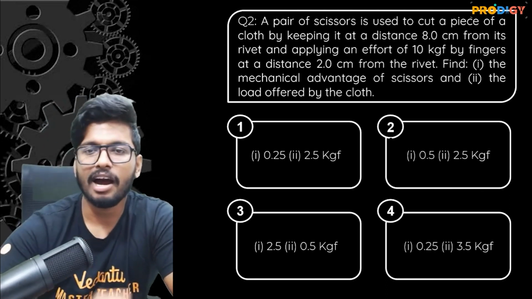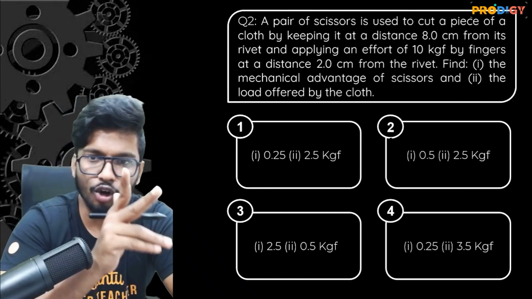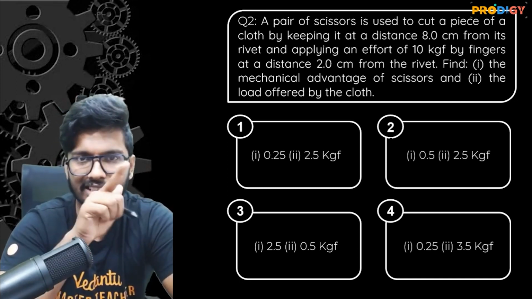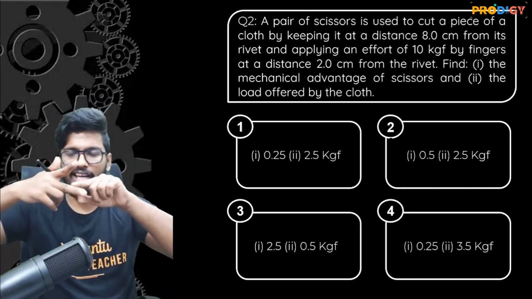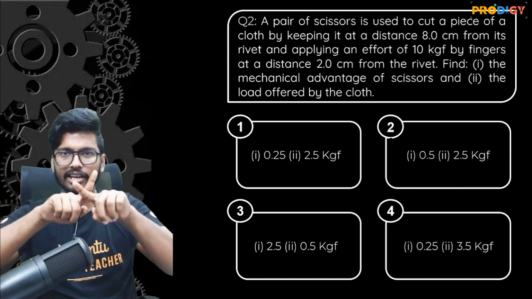Let me repeat it. A pair of scissors is used to cut a piece of cloth. You're keeping the load at a distance of 8 centimeter from the rivet. A rivet is nothing but, say if you have a scissor, there'll be this kind of screw in the middle where the two blades are connected. That is the rivet.